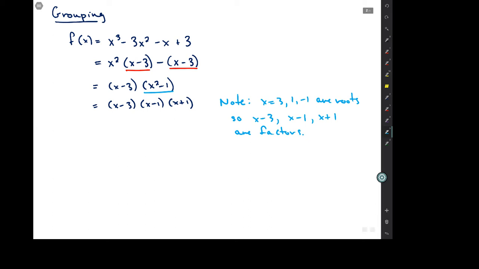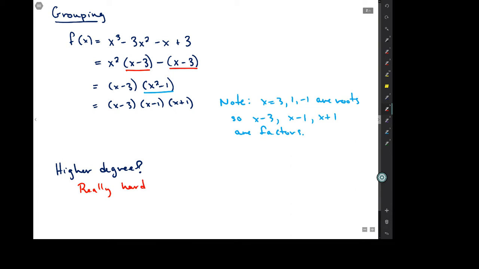Okay, so there's a big question. These methods work really well for degree 2 and degree 3 polynomials, but what do we do with higher degree polynomials? One thing that I'll say at the outset is that this is a really hard problem. I'm going to show you a theorem that helps with this, but the bottom line is that this is just a really hard thing to do, and there are no methods that work all the time for every single polynomial, and that is mathematically provable.